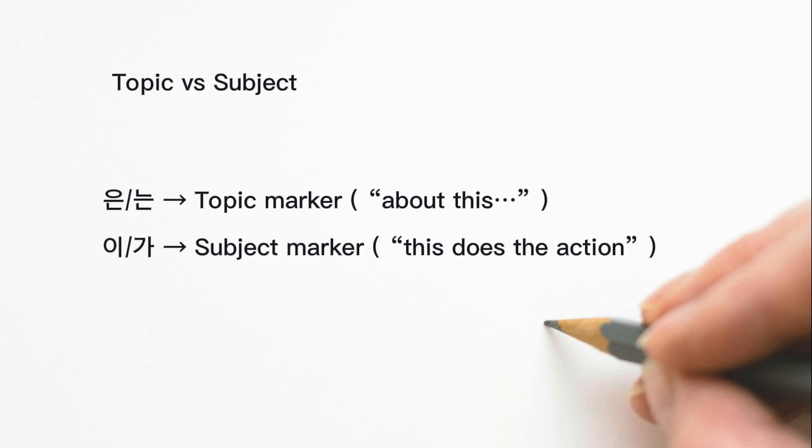Now, what about 이가? 이가 is the subject marker. Its job is to show the star of the action, the doer, the main character in the sentence. Here's a simple way to remember. 있는 tells us what we are talking about. 이가 tells us who or what is actually doing the action.